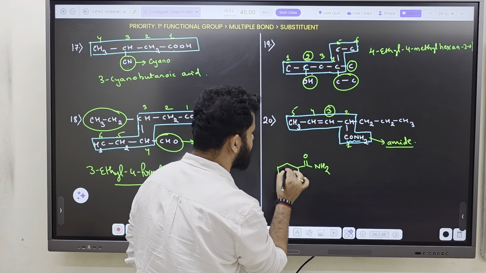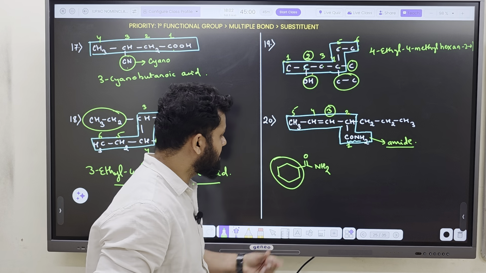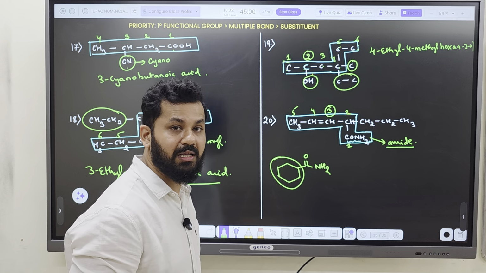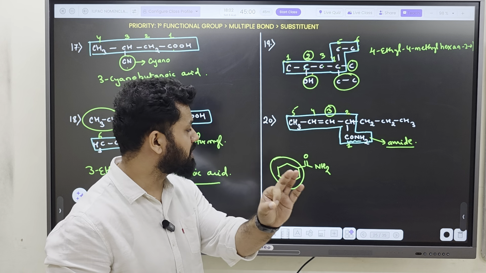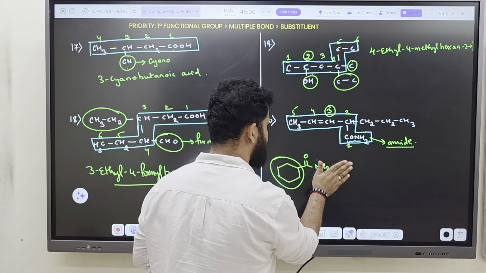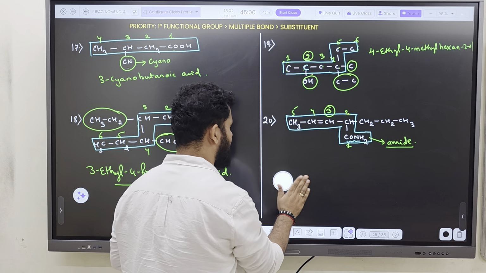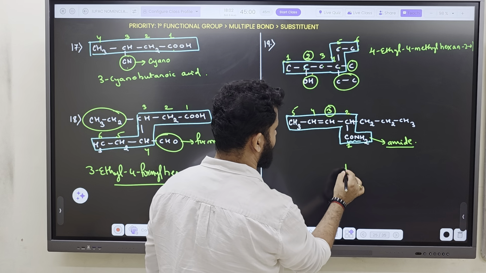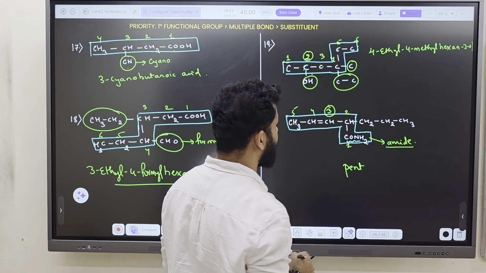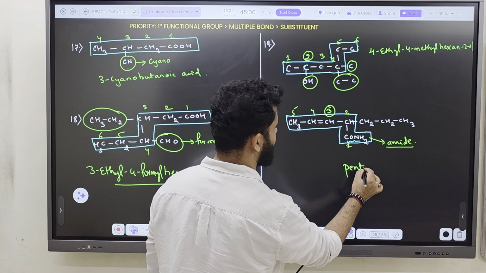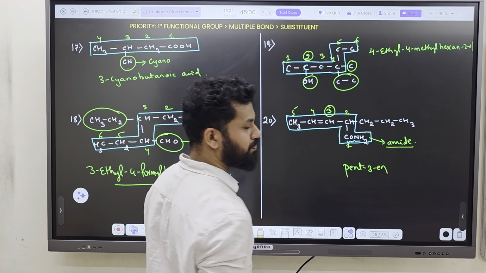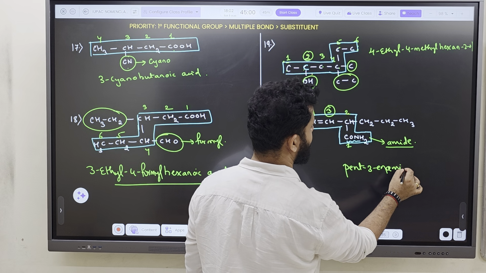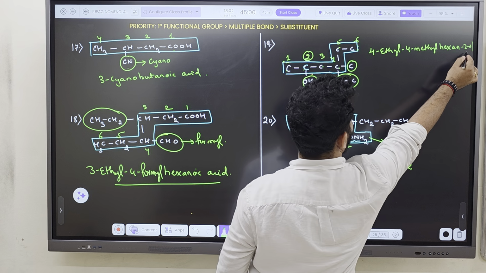In the case of cyclohexane carboxamide, when the functional group is directly connected to the ring, we use the special suffix carboxamide. But in this case, it is the normal suffix amide. So it is a 5 carbon amide. It becomes pent. Ane? No, there is a double bond. So pent-3-ene, pent-3-enamide.